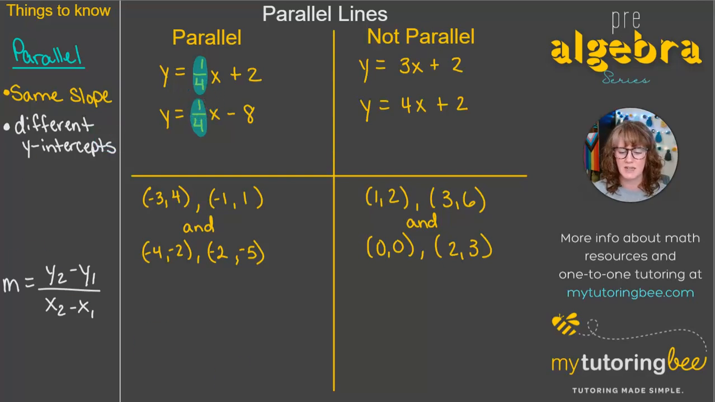Let's take a look at these other 2 equations and the slopes for them. So we've got a 3 and a 4, not the same slope, so right off the bat, we can tell that these 2 lines are not parallel.